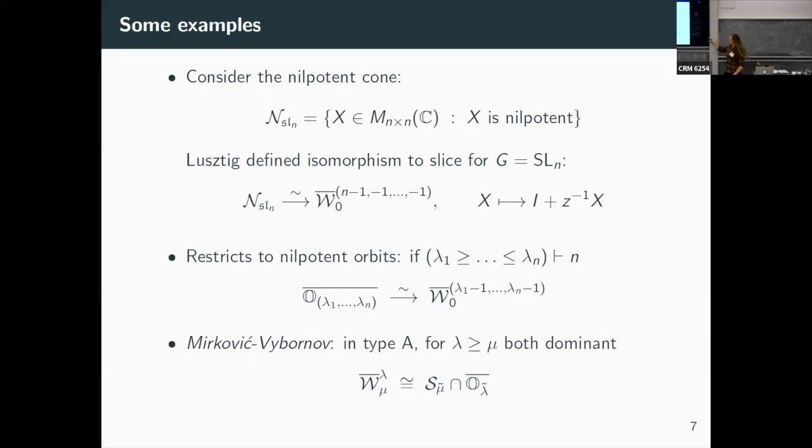I should say, maybe it's worth saying, they also showed that this same family, there's also some Nakajima quiver variety that's isomorphic to these two as well. So there are three families of varieties that are all the same somehow in type A.